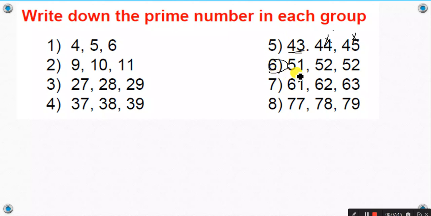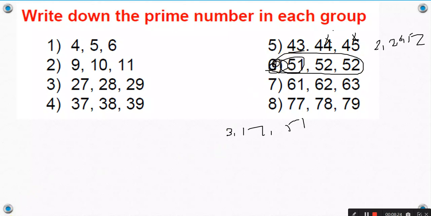Under number 6, we have 51, 52, 53. Here we have no prime number, because 52 is divided by 2, 26, and again by itself. So it has more than 2 factors. And 51 is divided by what? 3, 17, and by itself. 3 times 17, how much? 51. So under number 6, we have no prime number in this group of numbers.